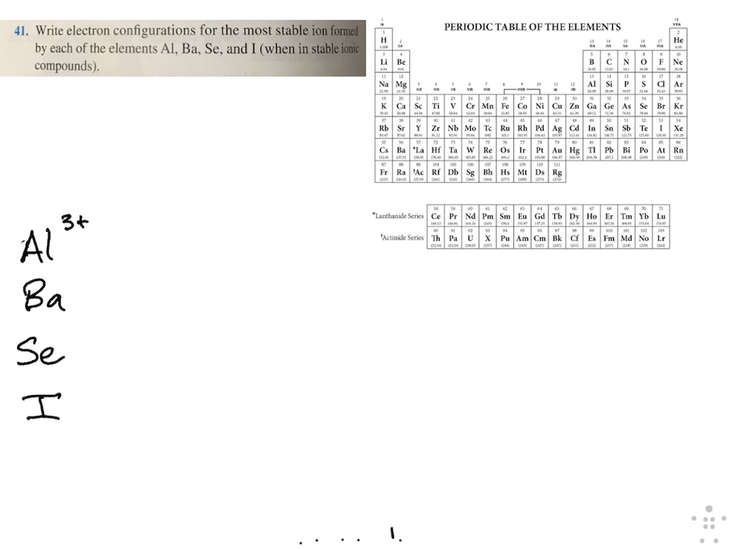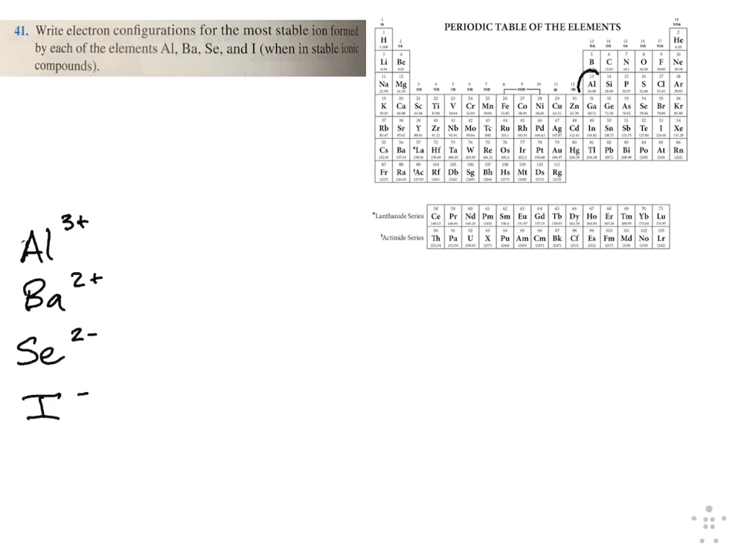Barium's in group 2. Everything there would have a positive 2 charge. Selenium's in the oxygen group, group 16. So that's going to have a negative 2 charge. And then we've learned that iodine is a halogen, and that's going to be a negative 1 charge. So you definitely have to start with that. The next thing you want to do is you need to think, well, what noble gas would this be isoelectronic with? Remember, isoelectronic means it has the exact same number of electrons, and therefore the exact same electron configuration.